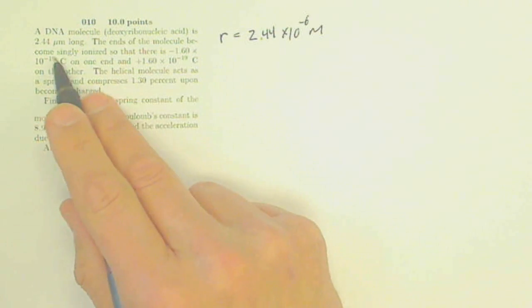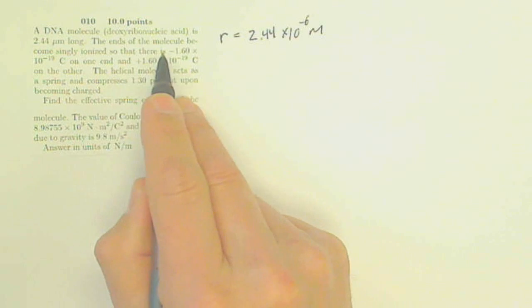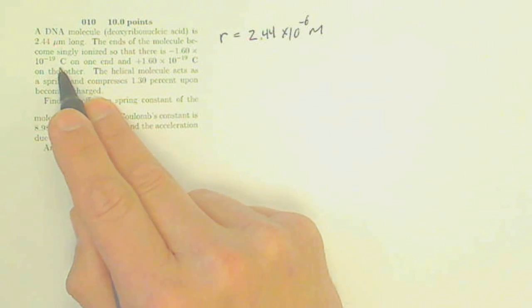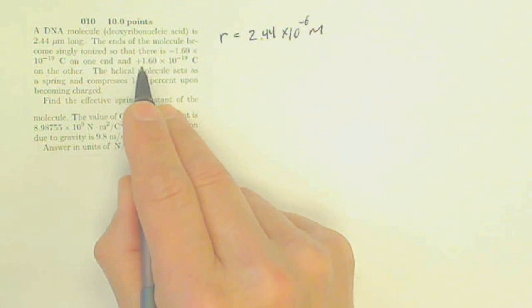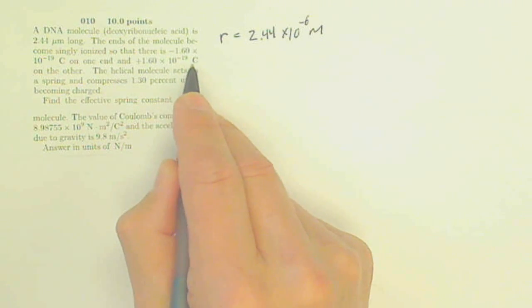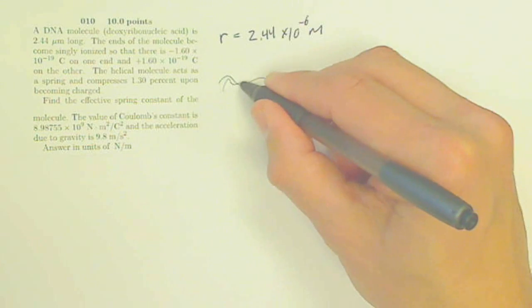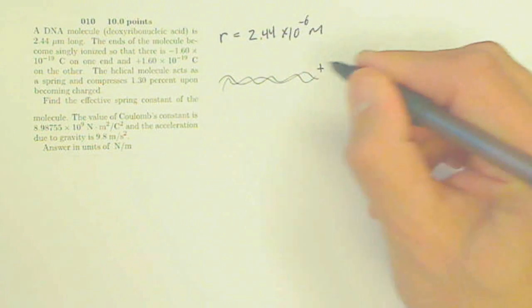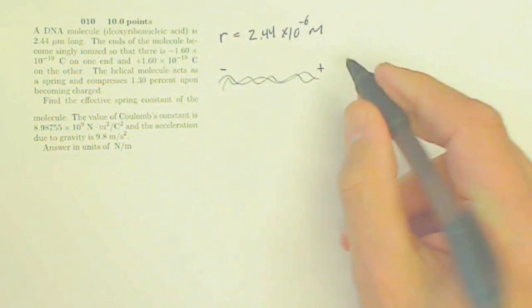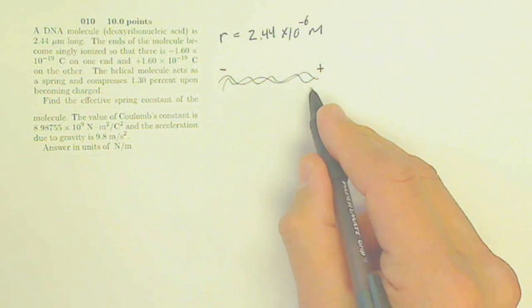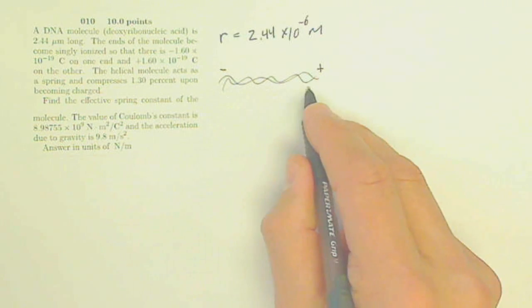The ends of the molecule become singly ionized so that there is negative 1.6 times 10 to the minus 19th coulombs on one end and positive 1.6 times 10 to the minus 19th coulombs on the other end. So I've got this DNA that's got a positive on one end and a negative on the other end. Well, this positive and negative are going to attract each other, and this thing is going to shrink a little bit and act like a spring.